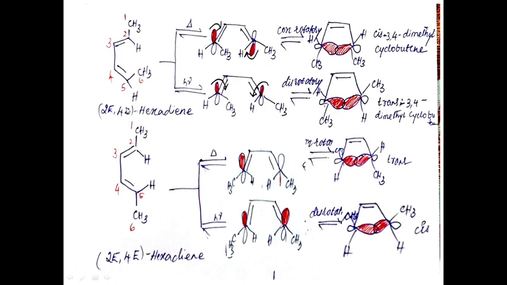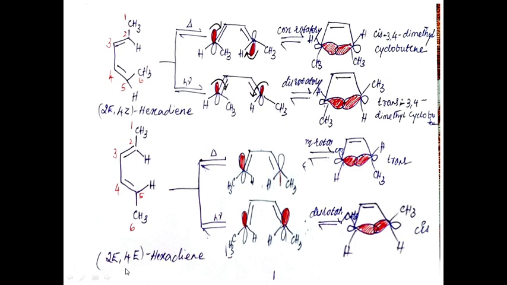So 4Z configuration will give us a cis product in the thermal state. 4Z configuration under the photochemical state will give us a trans product. Such reactions are known as stereospecific. So you know what kind of product you are going to get under a specific condition.